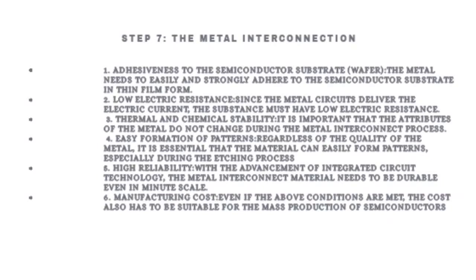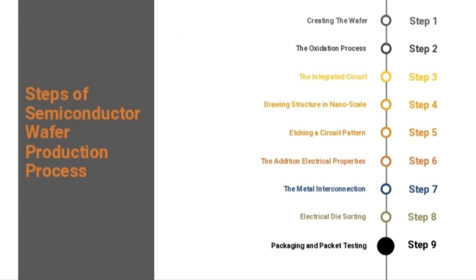With the advancement of integrated circuit technology, the metal interconnection material needs to be durable even at minute scale. Number 6. Manufacturing cost. Even if the above conditions are met, the cost also has to be suitable for the mass production of semiconductors.